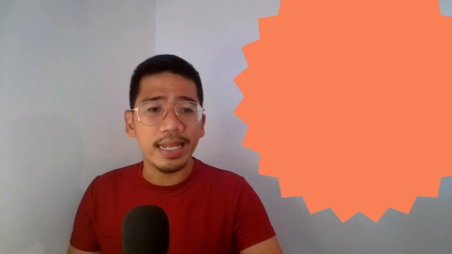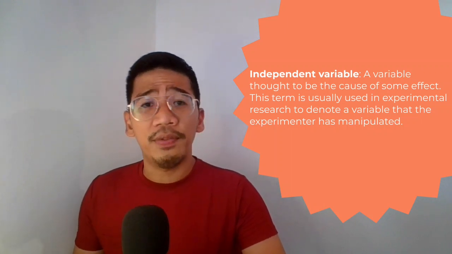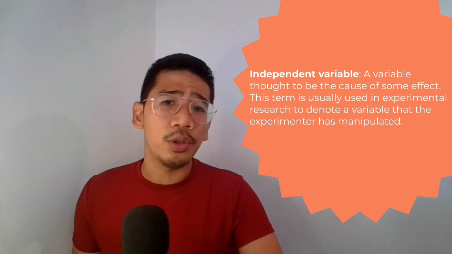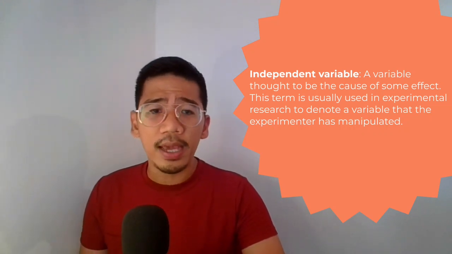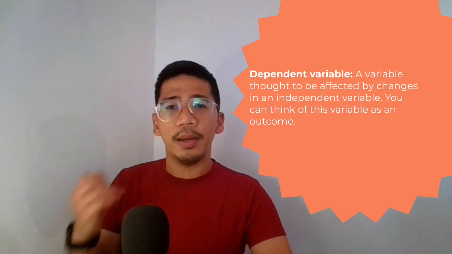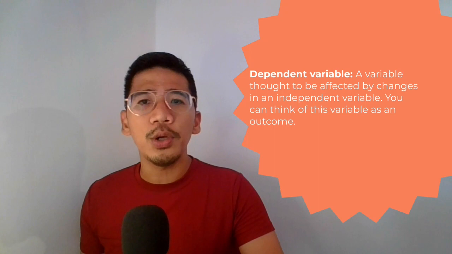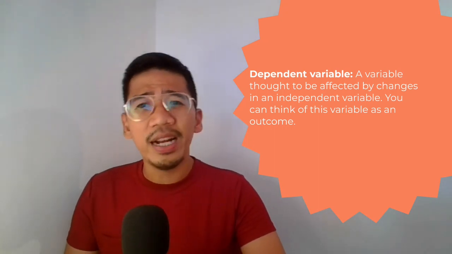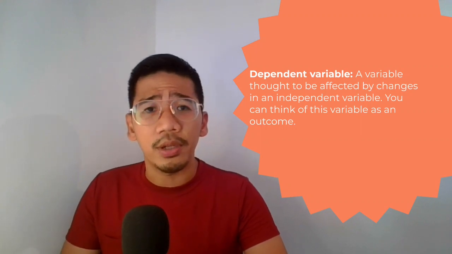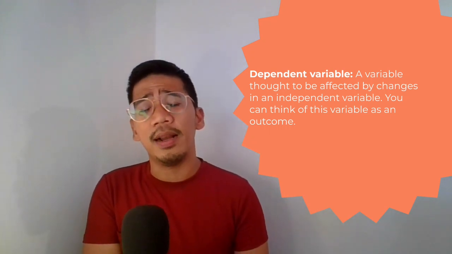A variable that we think is a cause is known as an independent variable, because its value does not depend on any other variables. A variable that we think is an effect is called a dependent variable, because the value of this variable depends on the cause, or the independent variable. These terms are very closely tied to experimental methods, in which the cause is actually manipulated by the experimenter.